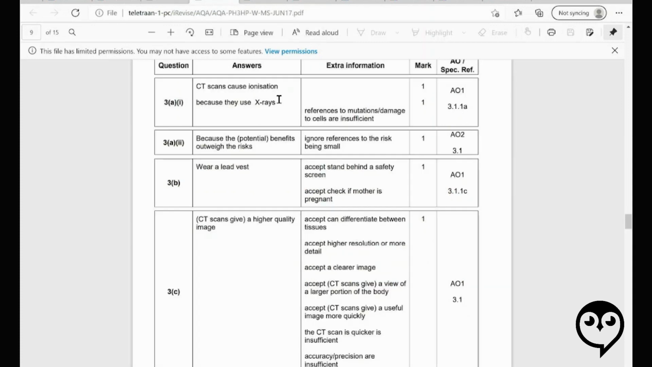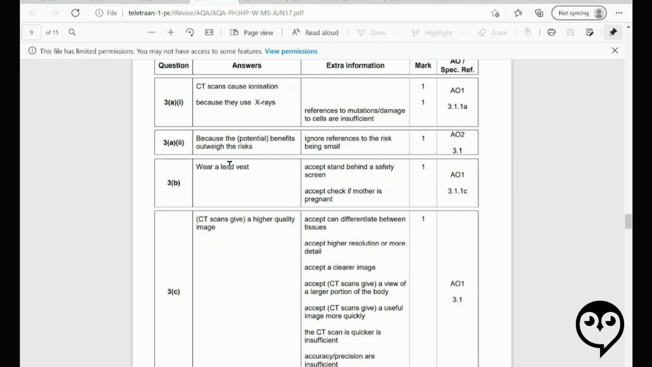Right, so we'd said for part AI, CT scans cause ionization because they use X-rays, something like that, so that's good. And that can cause problems, as we said. We said the benefits outweigh the risks. Good. Wear a lead vest. Put them behind a screen. Check if the mother's pregnant or not.